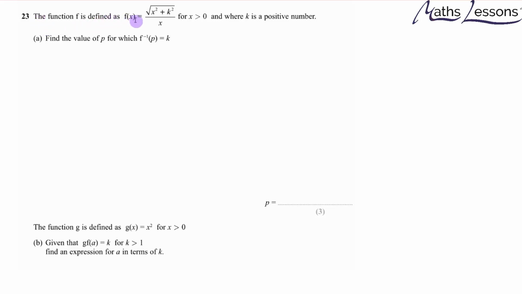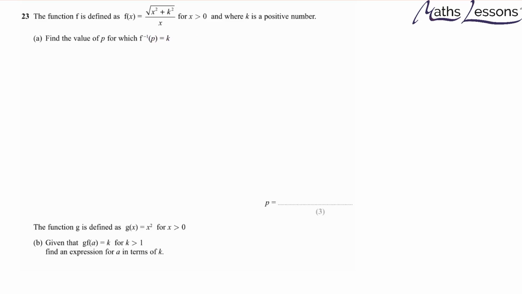The function f is defined as f of x equals the square root of x squared plus k squared over x, where k is a positive number. Find the value of p for which f inverse of p equals k.